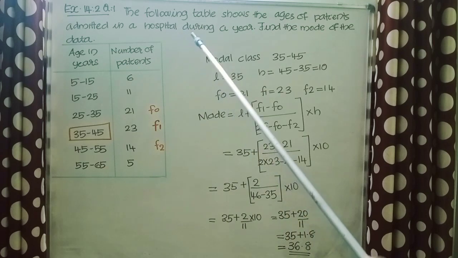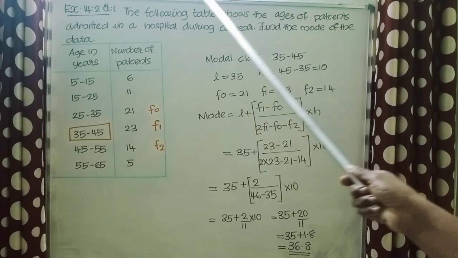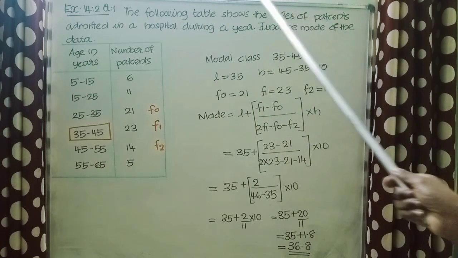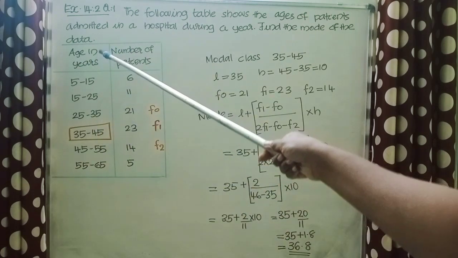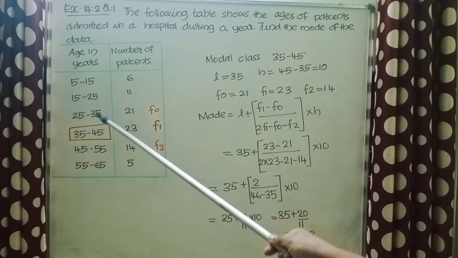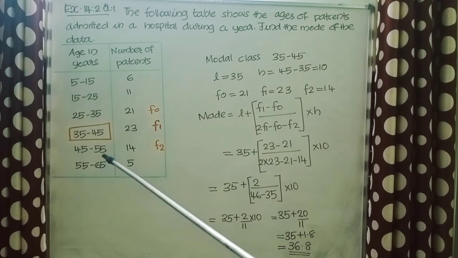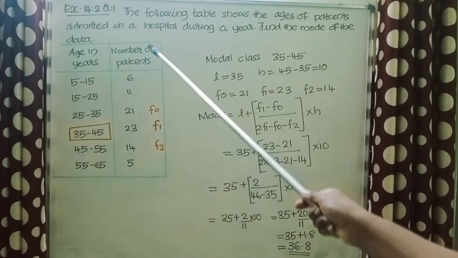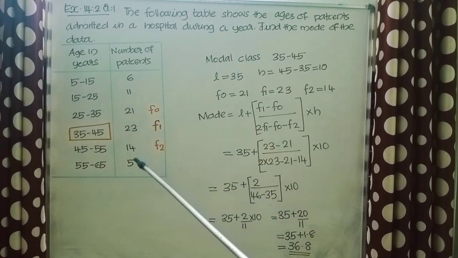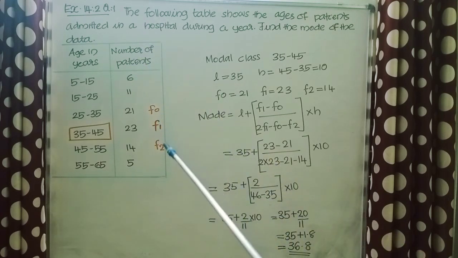Let us discuss the problem. The following table shows the ages of patients admitted in a hospital during a year. Find the mode of the data. Question: age in years: 5 to 15, 15 to 25, 25 to 35, 35 to 45, 45 to 55, 55 to 65. Number of patients: 6, 11, 21, 23, 14, 5. So, we need to find the mode of this data.